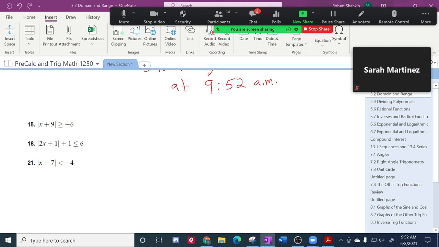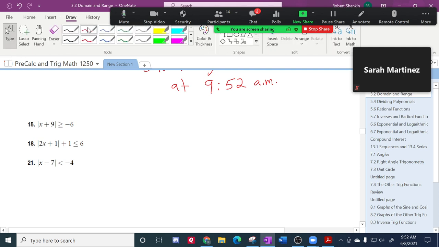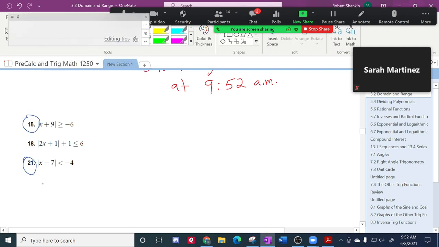All right, so let's get started again. Sarah had asked about these two problems, 15 and 21. These are great problems to look at. 21 is the easier one. The absolute value of something.